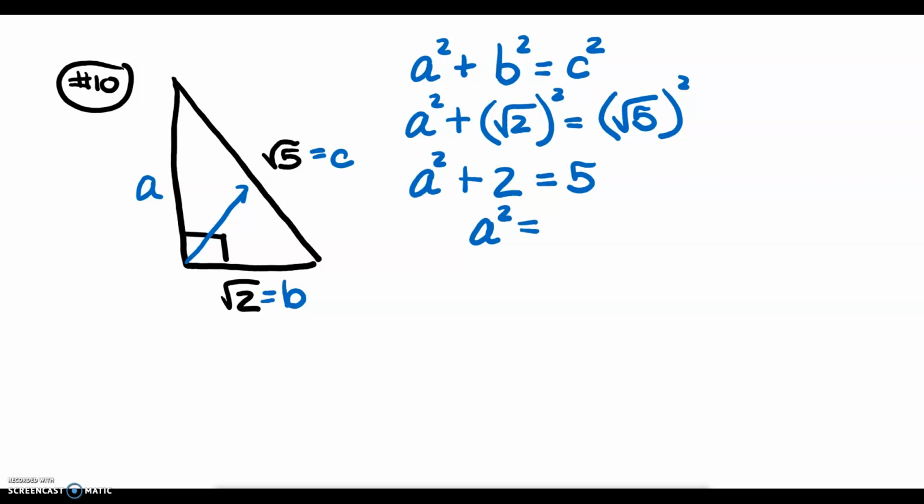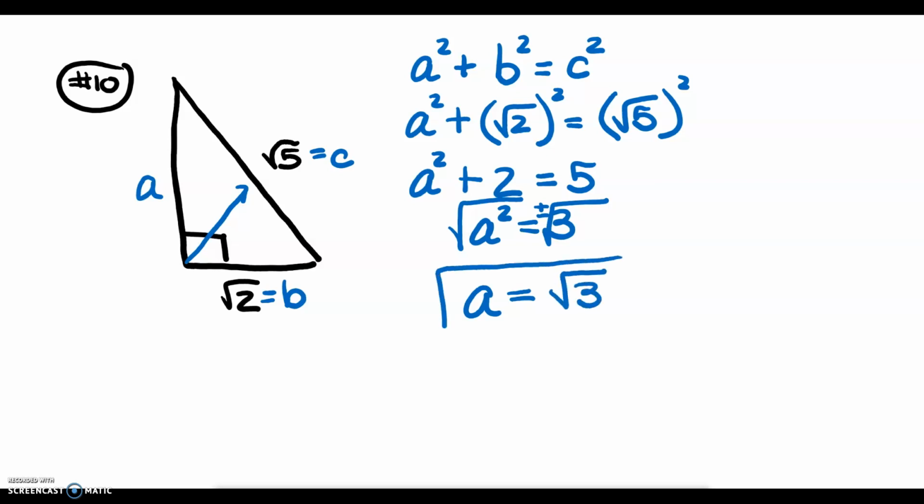So now when I subtract 2 from both sides, I get 3. So now I have to take the square root of A squared and the square root of 3, and I can't forget the plus or minus. I almost wrote A squared. The square root takes away the squared, equals, and I know this is a distance, so I'm going to get rid of the negative version. And the square root of 3 does not simplify, so I am done.